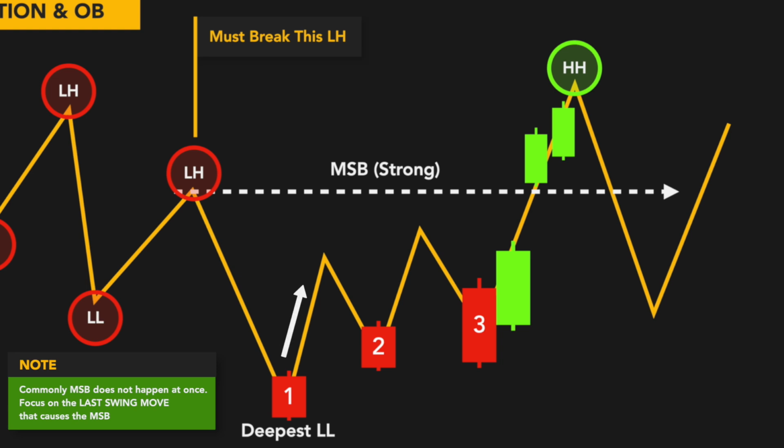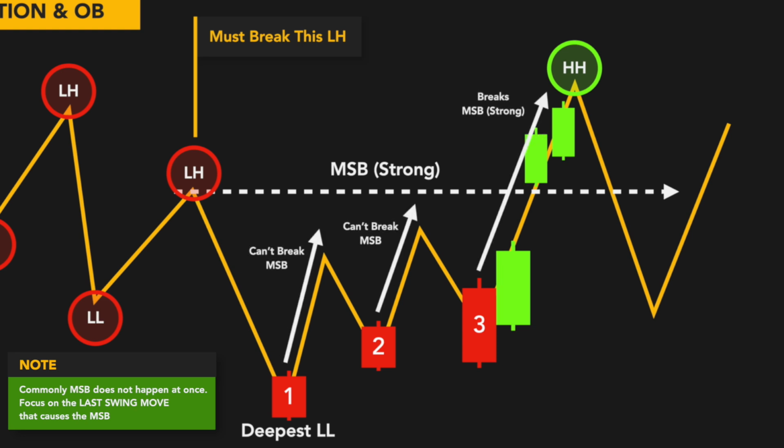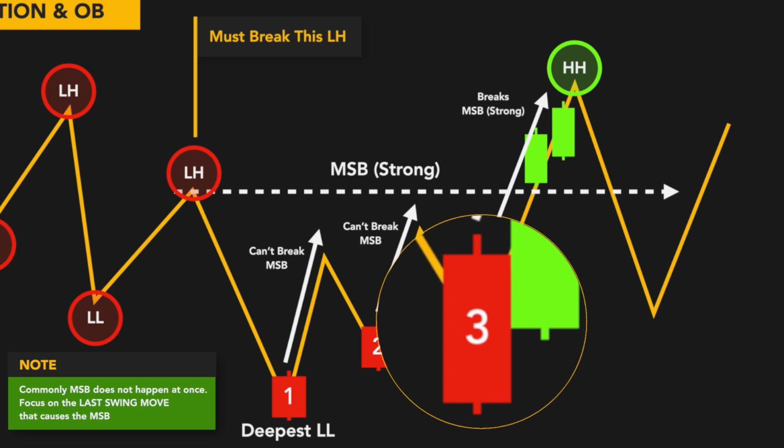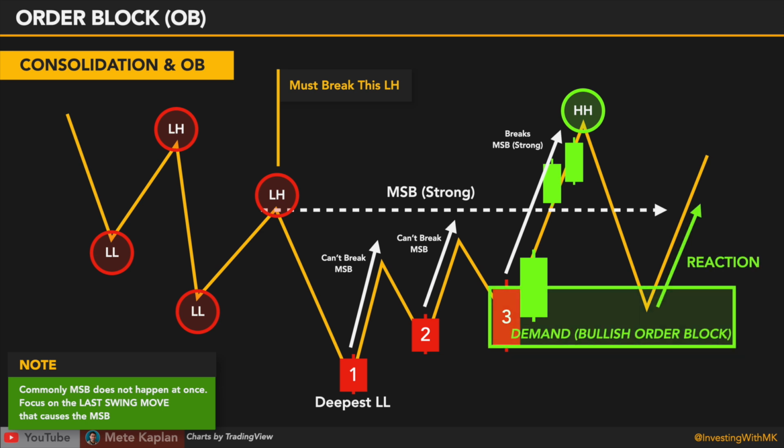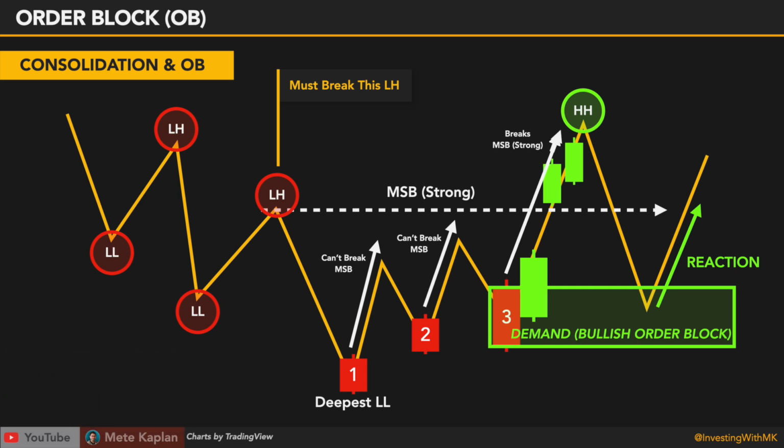Number 1, number 2, or number 3. As you can easily see, our market structure breaks with the number 3. So this time, our order block demand zone is this red candlestick, which creates the swing with the market structure break. Let's see an example now.